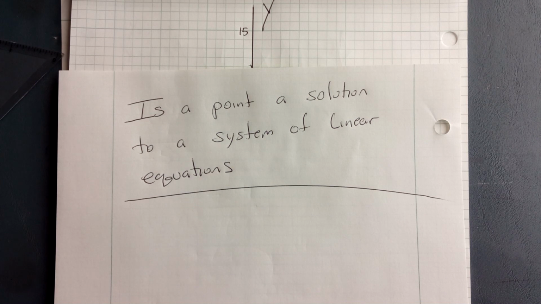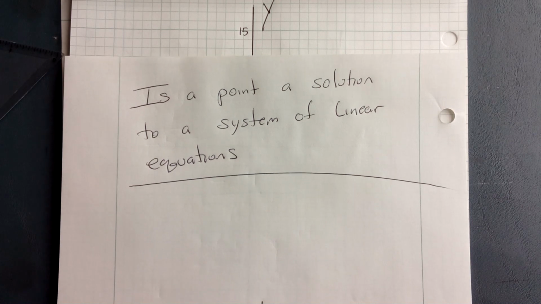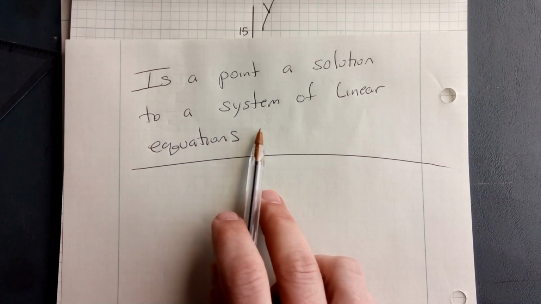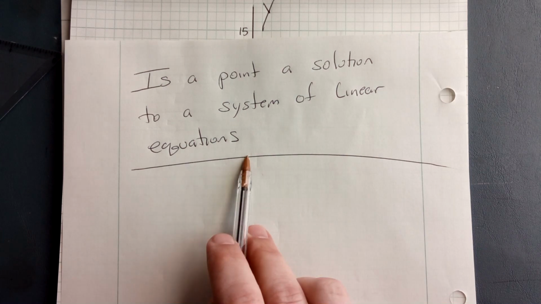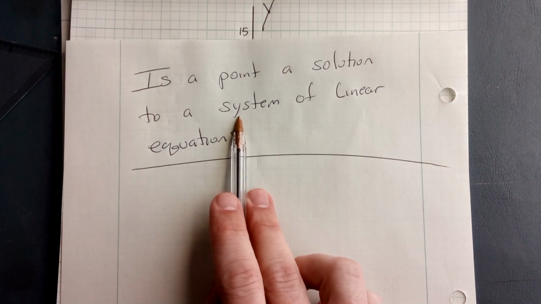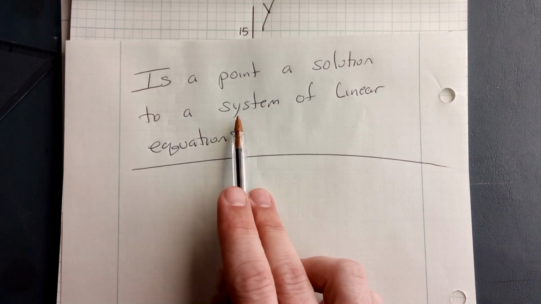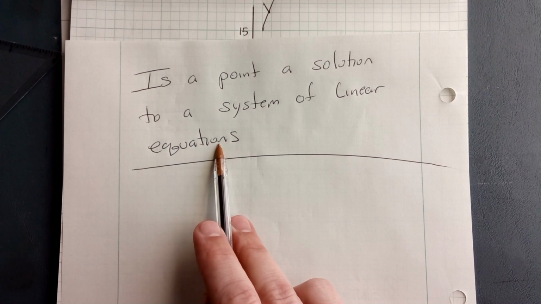Today's lesson is to learn how to find out if a point is a solution to a system of linear equations. So let's make sure we understand what that goal is, what our objective is. First of all, we need to understand what a system of linear equations is. A system is a group of different things put together. Linear equations we've been talking about recently.